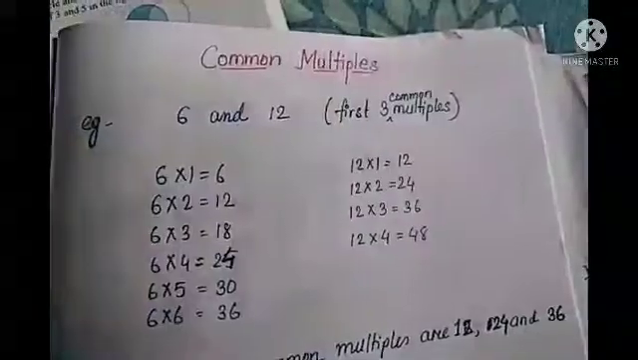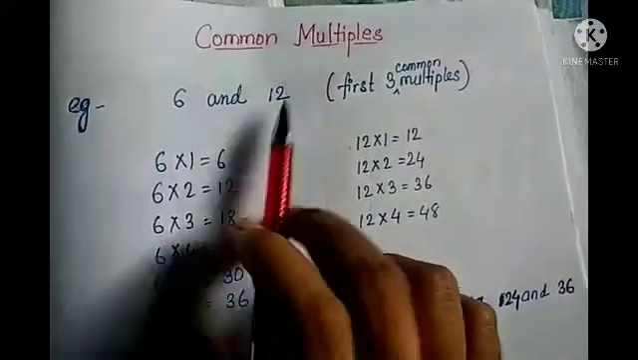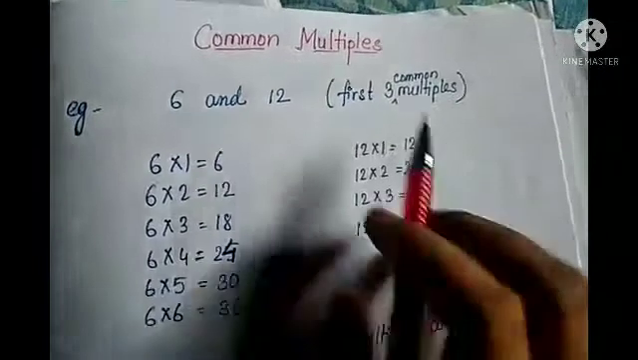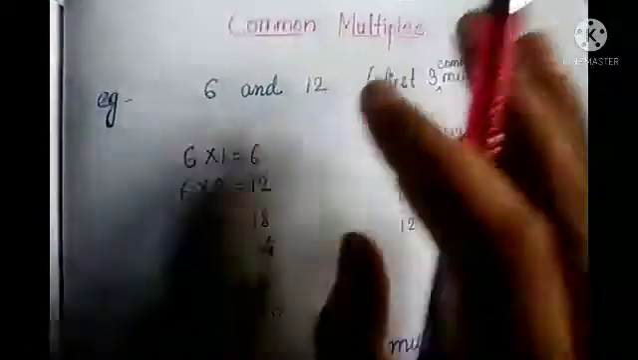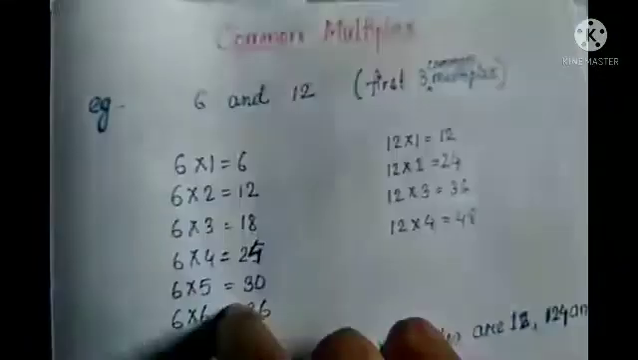I will show you one more example. You can see, students, here I have one example, 6 and 12. We have to find the first 3 common multiples. That means in the case of 6 and 12 we have to find 3 common multiples which will be the same in both cases, 6 also and 12 also.